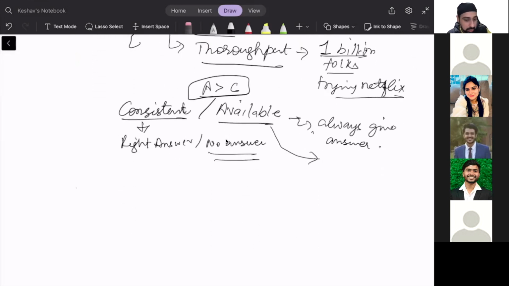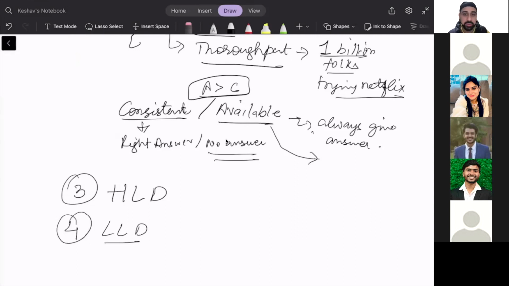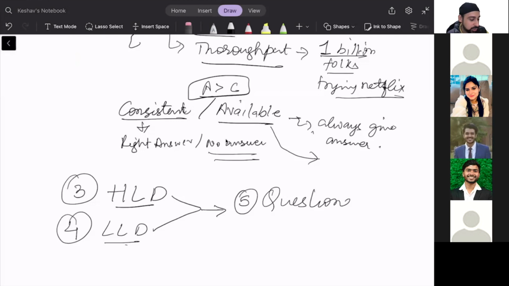Then comes up the HLD part of the design, wherein you draw the high level design diagram, and maybe the interviewer would ask you the LLD part, wherein for a particular component or for certain things that the interviewer is actually curious about, he or she will ask you that. Combined with HLD, these two things, the fifth part is the most important and the dangerous part, which is the questions.